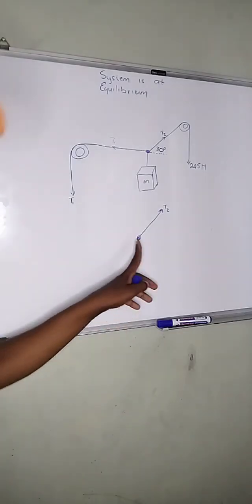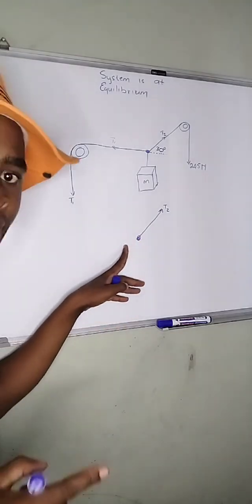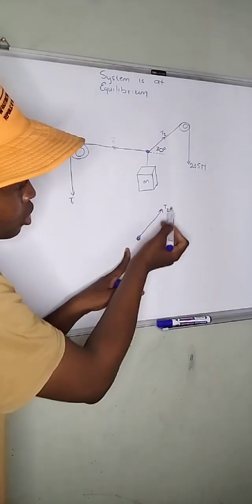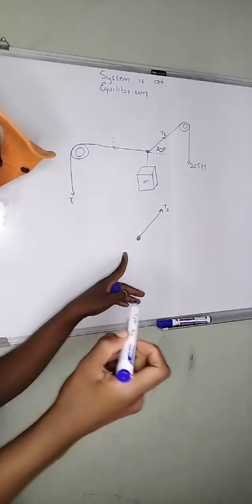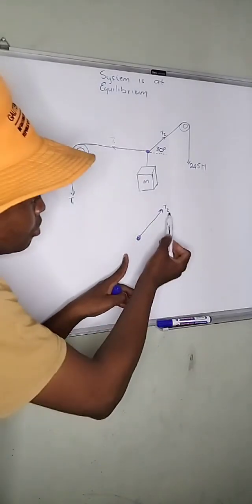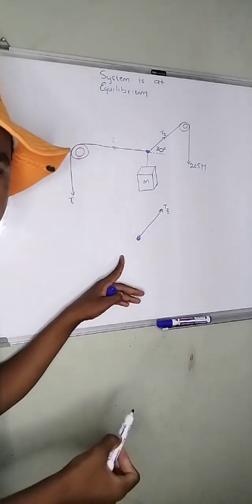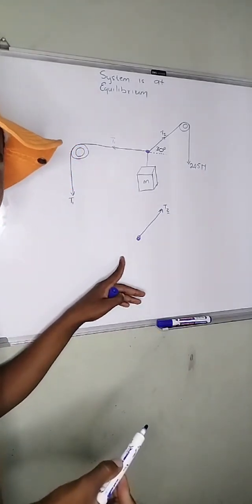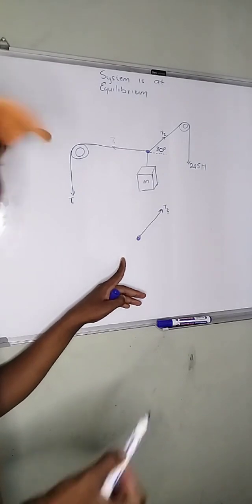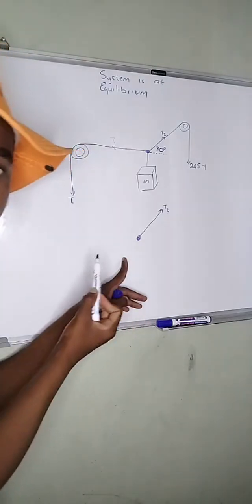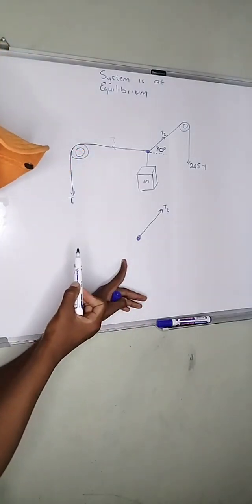Tell me about the direction of the x component. The x component of T2 is going to point in which direction?